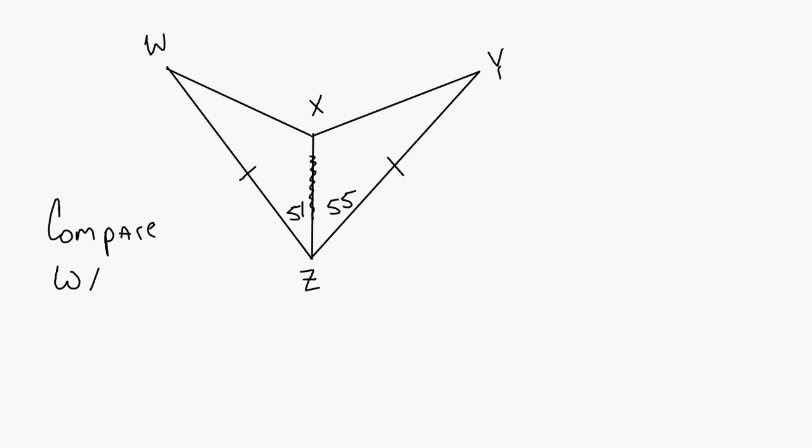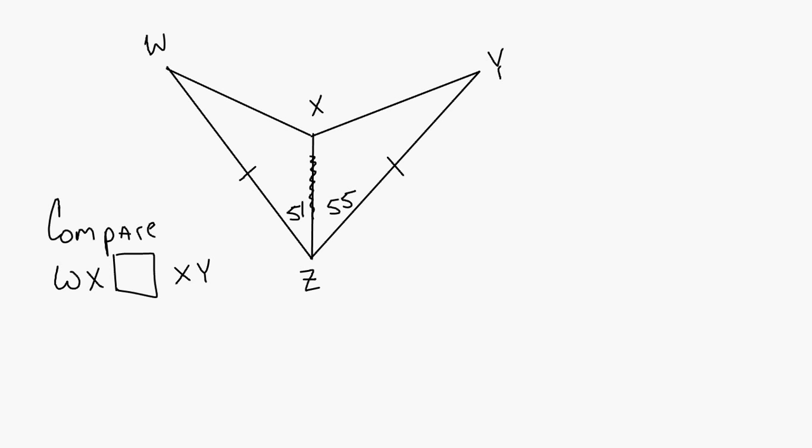There are two triangles in the diagram, W, X, Y, and Z. They share this side, don't they? X to Z. And W to Z is congruent to ZY. This angle's 51 and this angle's 55. They're asking you to compare WX to XY.